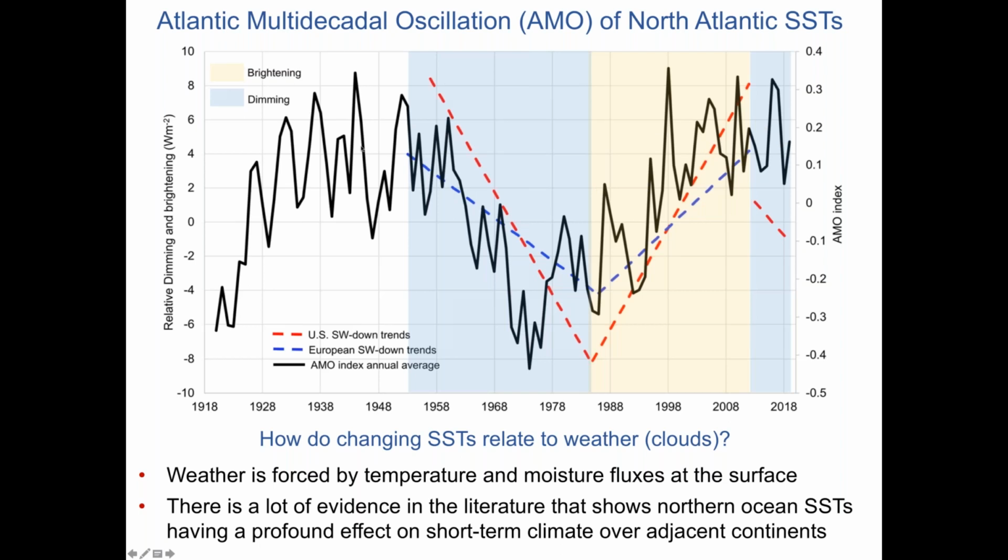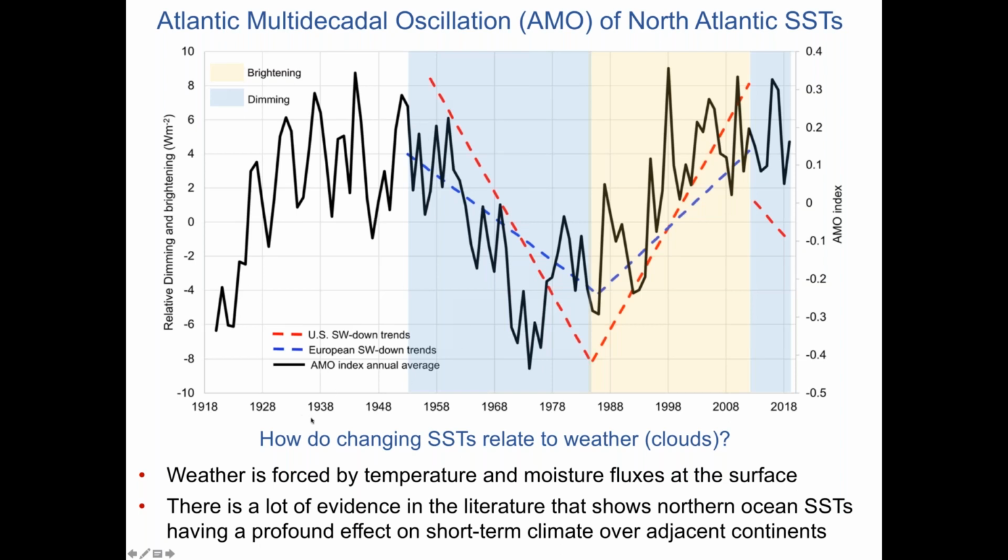Notice that the dimming periods start at the end of this plateau in warm temperatures, and that may be happening over here. We don't know what's happening with the AMO, but it's gone up and has plateaued, and we're at the end and we're starting to see a dimming period. So that's very analogous also to what happened in the onset of the dimming in the 50s.